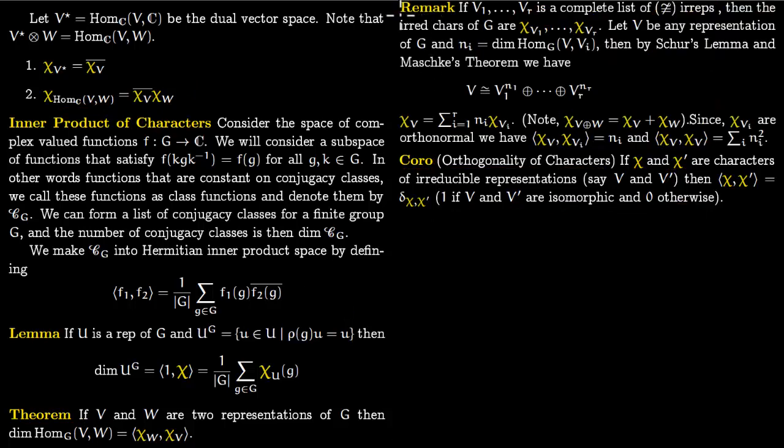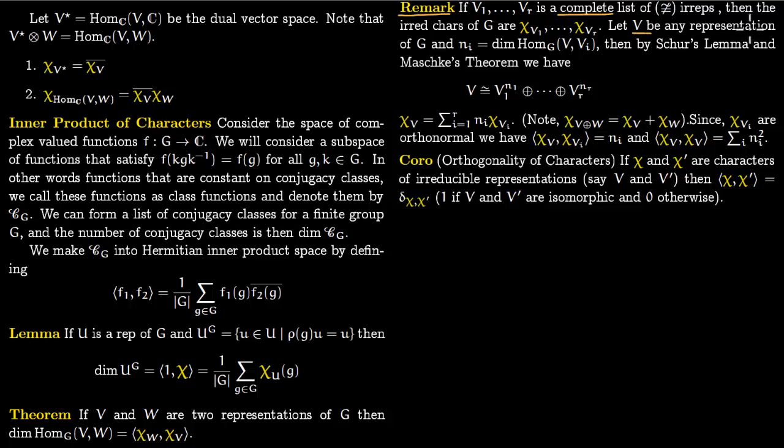So now we come to a very important remark. Say v1 to vr is a complete list of non-isomorphic irreducible representations of some group G. Then you can talk about irreducible characters of G. These irreducible characters are precisely those associated with these irreducible representations. So these are called irreducible characters. Corresponding to v1, we have chi of v1. Corresponding to v2, we will have chi of v2. Corresponding to vr, we will have chi of vr.